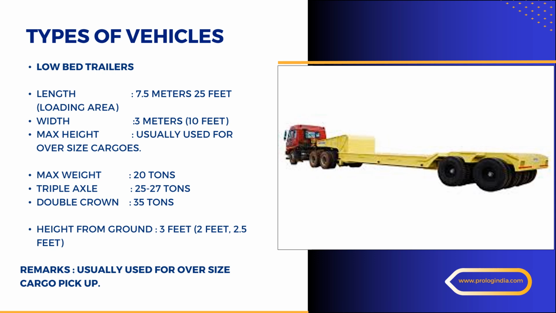The length of the loading area that you have is around 7.5 meters, around 25 feet. Width is around 3 meters, that is around 10 feet. Since these are usually used for oversized cargo, the width and height will vary. Maximum weight that you can carry on a normal low bed trailer is 20 tons. On a triple axle it is 25 to 27 tons, and on a double crown it is 35 tons. Height from the ground is 3 feet.